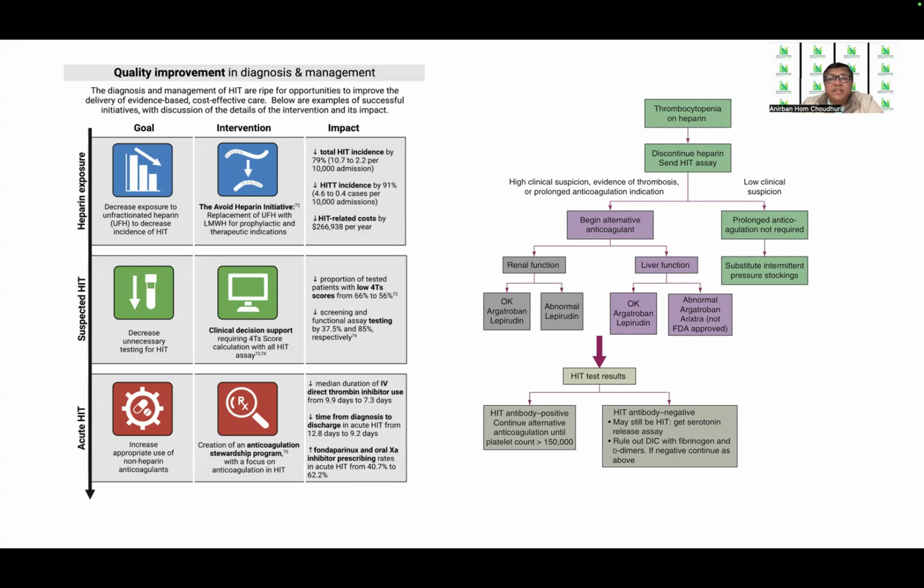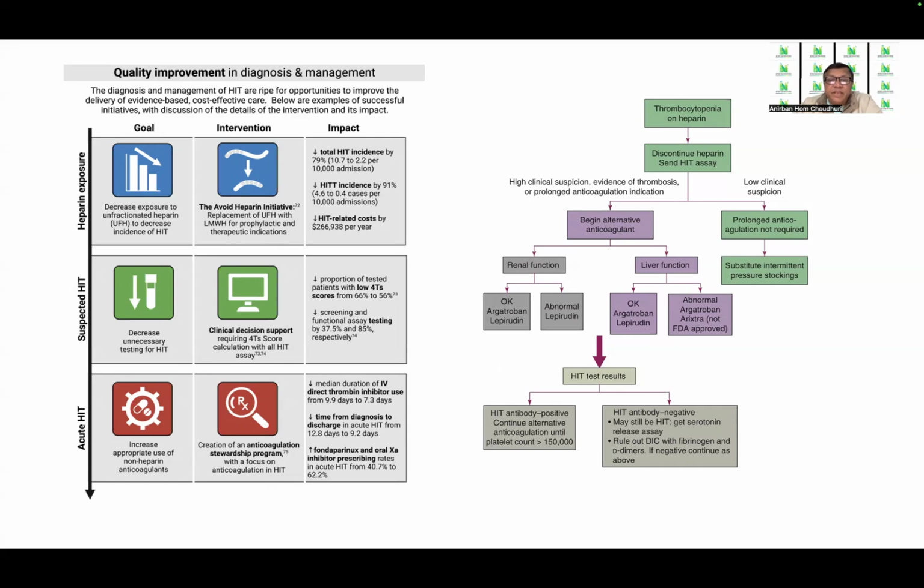If there is high clinical suspicion, evidence of thrombosis or prolonged anticoagulation, then one has to begin an alternative anticoagulant. If the renal function is okay, one can go for argatroban or lepirudin if it is available. Otherwise, if it is abnormal, it is lepirudin. If the liver function is okay, one can go for both argatroban and lepirudin. If it is abnormal, one can go for argatroban or Arixtra, although it is not FDA approved.